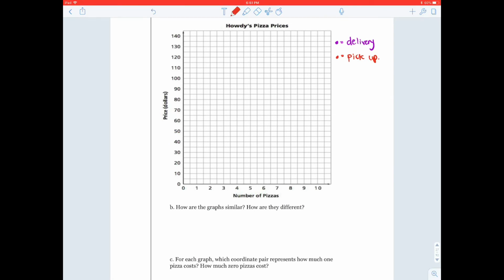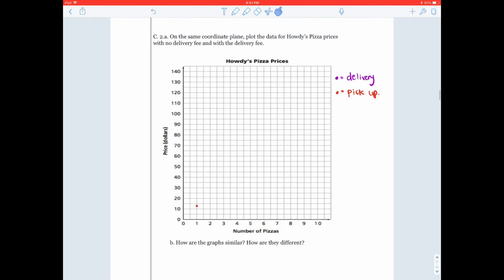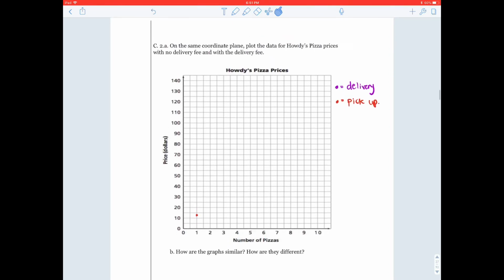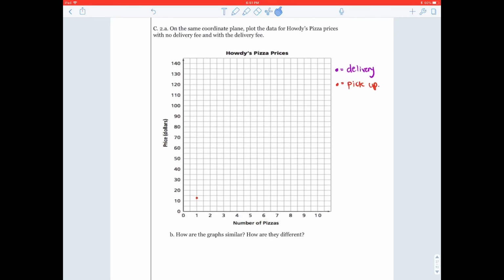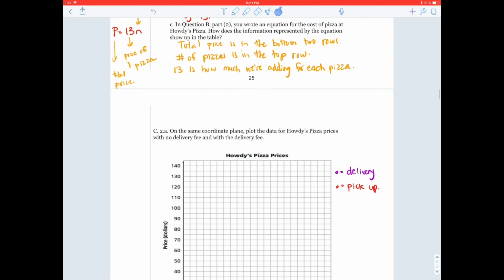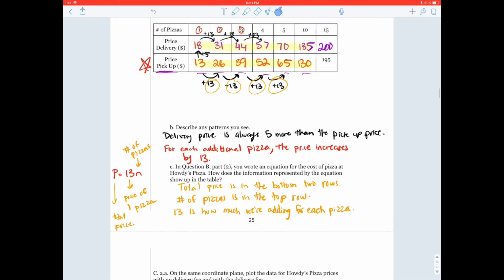So find 1 on the x-axis, which is the number of pizzas, and then we're going to go all the way up to 13, which is slightly below halfway there. Okay, and there we are. We're going to do this all the way up to 10. So go ahead and pause the video. Go ahead and graph your coordinates, please.